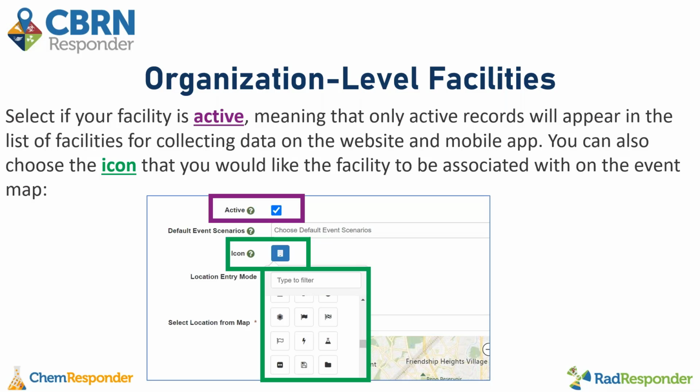So if you want your responders to be able to associate data with that facility, you will need to select the active option. And I'm going to skip default event scenarios for now and go right to the icon, and then we'll go back. You can choose the icon that you would like the facility to be associated with on the event map from our list of, I believe, 100 plus different icons. It's defaulted as that building skyscraper image that you can see there. But again, you can scroll through those icons to select a unique icon for your facilities.